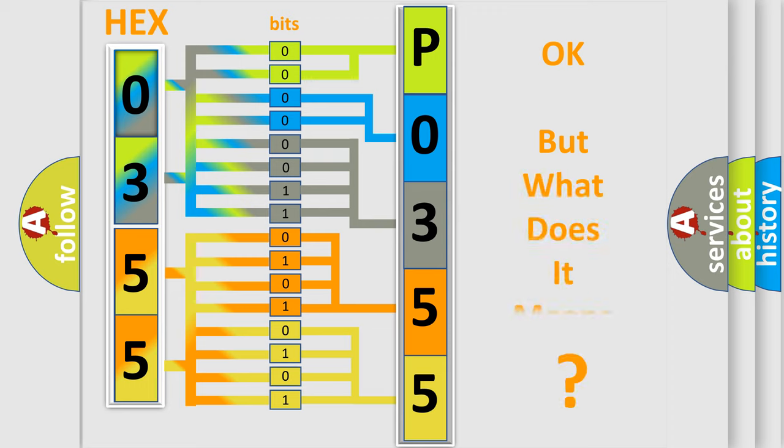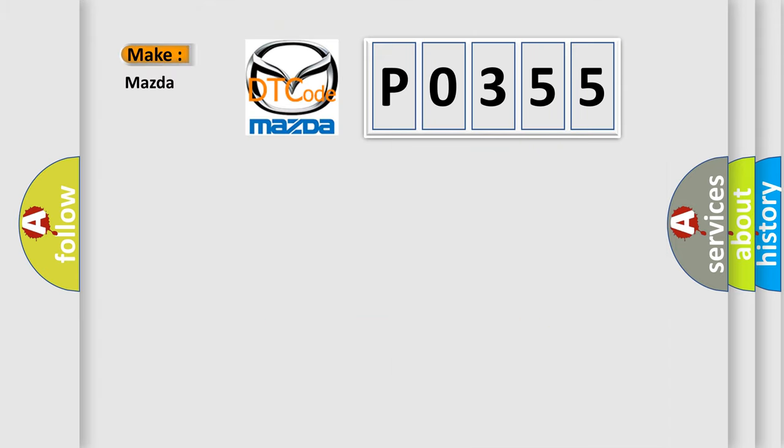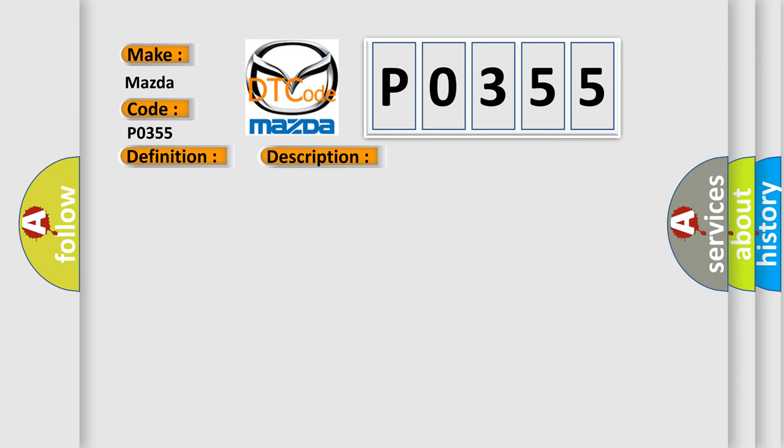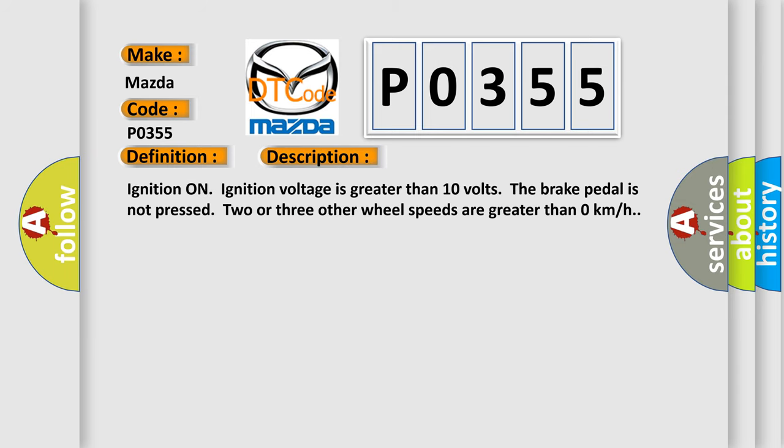The number itself does not make sense to us if we cannot assign information to what it actually expresses. So, what does the diagnostic trouble code P0355 interpret specifically for Mazda? The basic definition is left rear wheel speed sensor circuit malfunction. And now this is a short description of this DTC code. Ignition on, ignition voltage is greater than 10 volts. The brake pedal is not pressed. 2 or 3 other wheel speeds are greater than 0 km per hour.